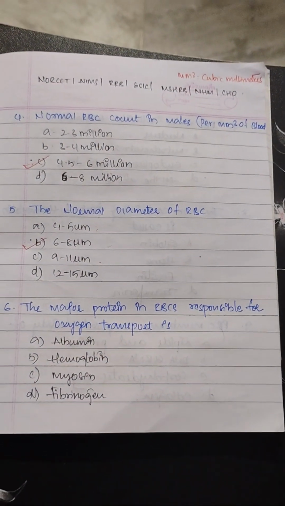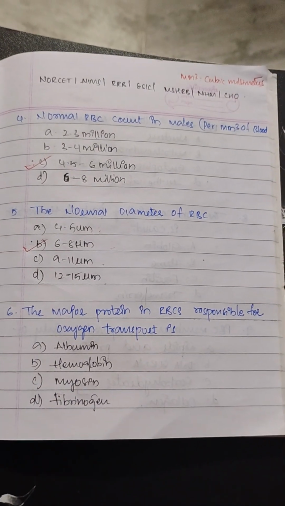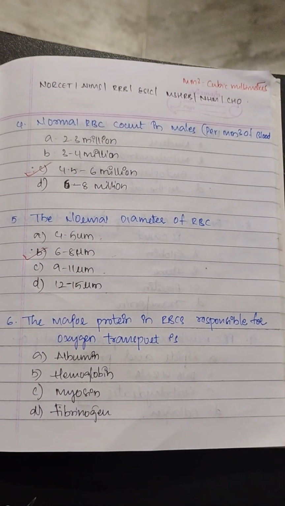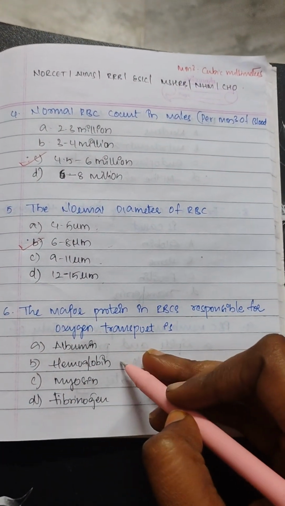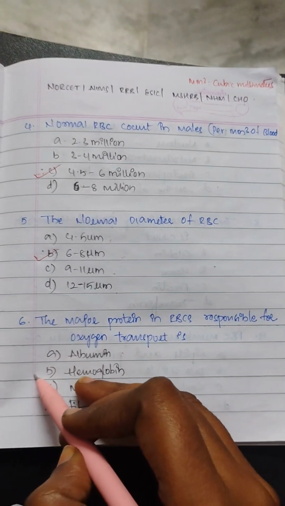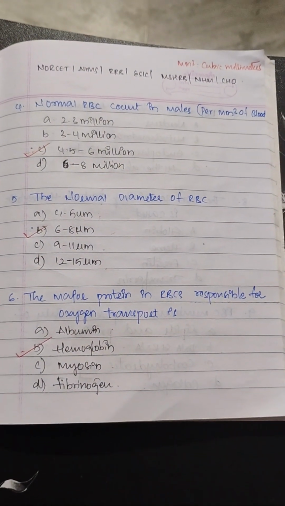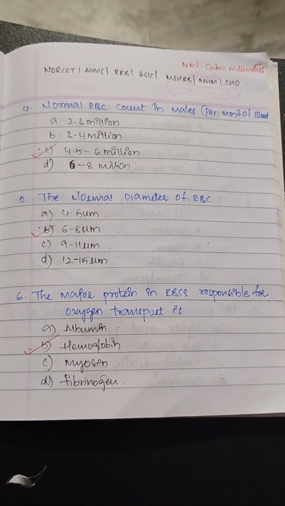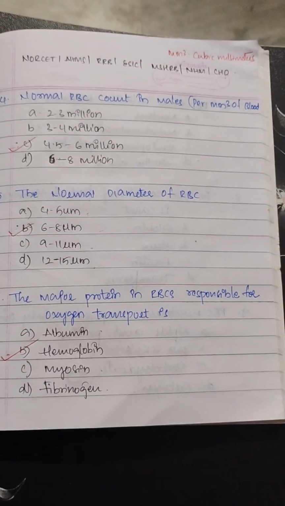Then next question. The major protein in RBC responsible for oxygen transportation is albumin, hemoglobin, myosin, fibrinogen. The answer is option B, hemoglobin, the protein responsible for oxygen transportation in RBC.